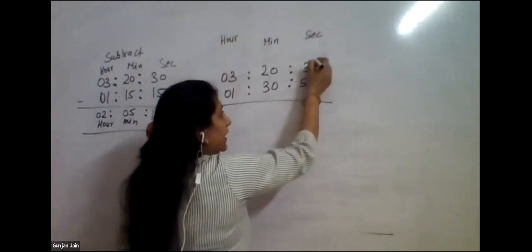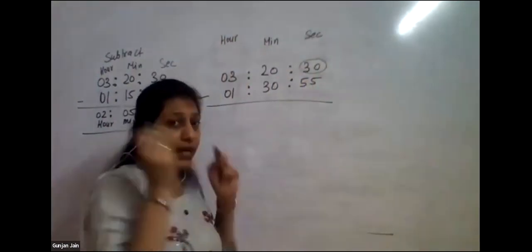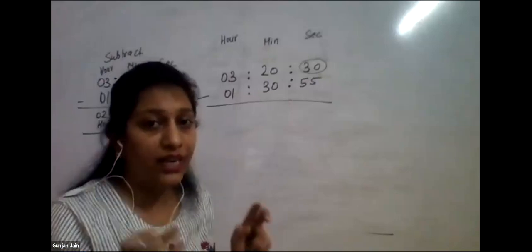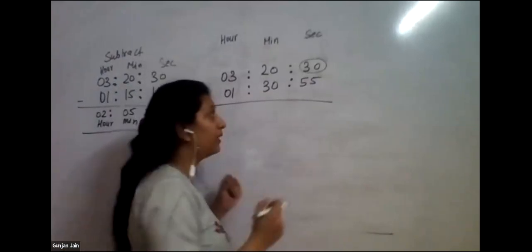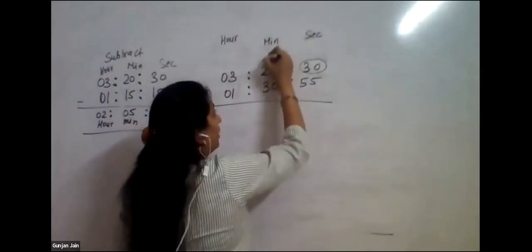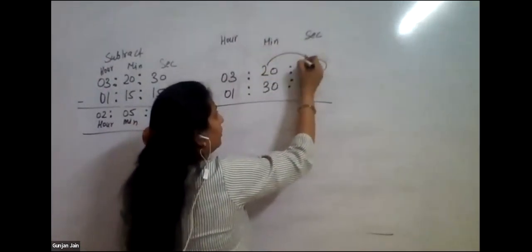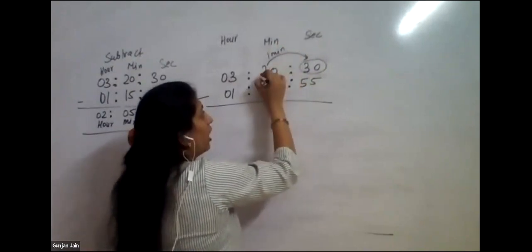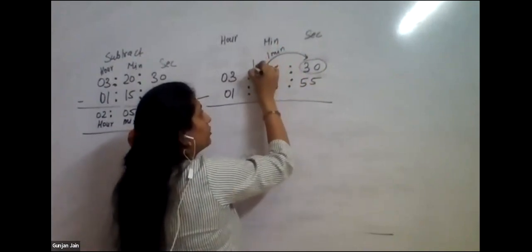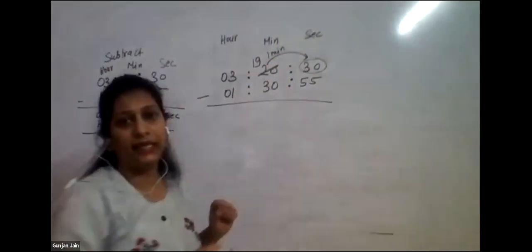Now, this 30 seconds is saying that I am less than 55. I cannot subtract, so I should be bigger. So how will it be bigger? It is asking a minute to give 1 minute to it. So if it has given 1 minute, how many minutes are left here? In place of 20, it will be 19.